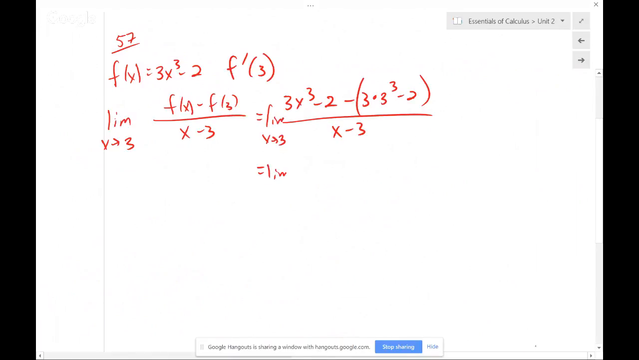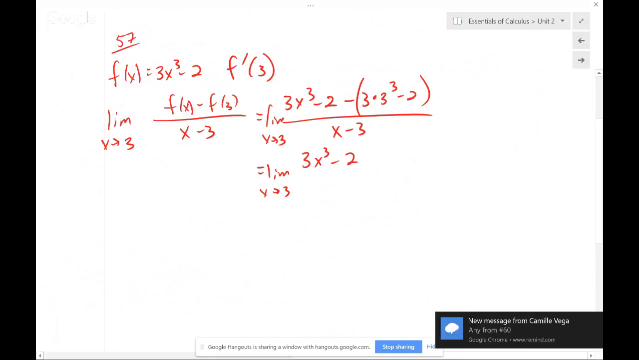And that's going to give us 3x cubed minus 2. 3 cubed is 27 times 3 is 81? Minus 2 is 79.